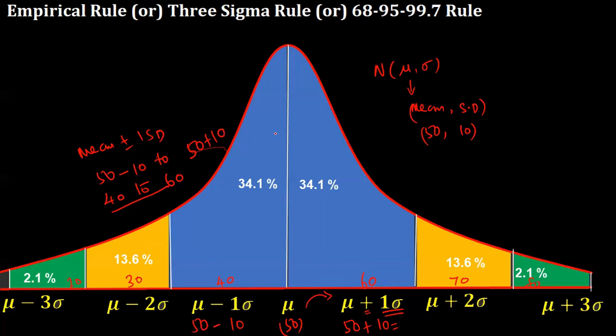So what does this empirical rule say? Actually, 68% of your values will lie between 40 and 60. That's the meaning of this. Then 95% of values will lie between 30 and 70, and 99.7% of your values will lie between 20 and 80. This is the meaning of the empirical rule. We are going to have one example to see this.